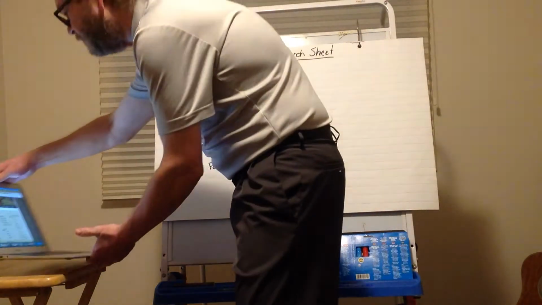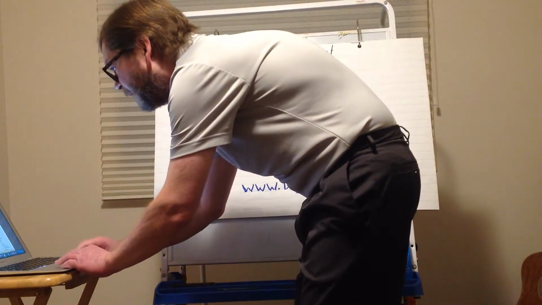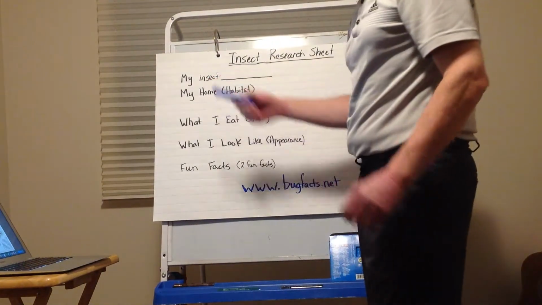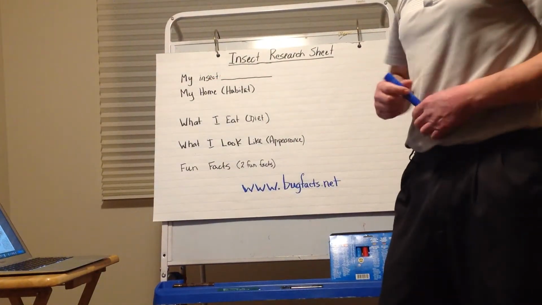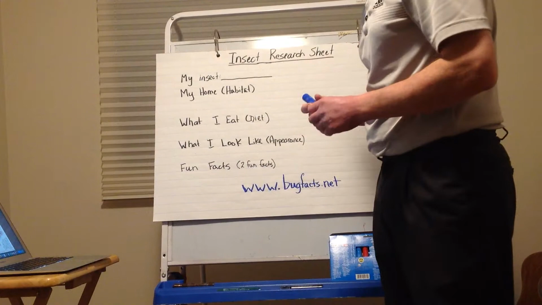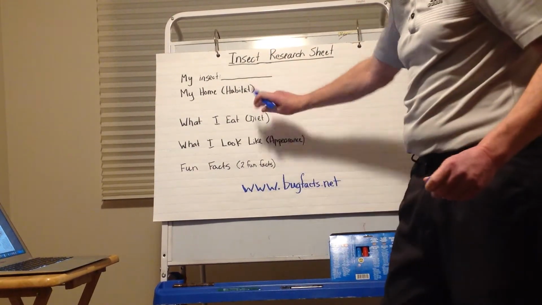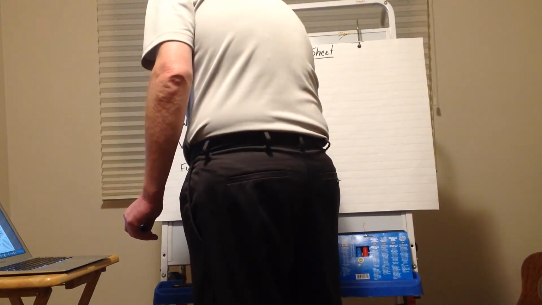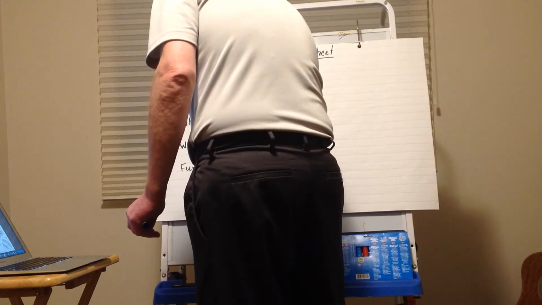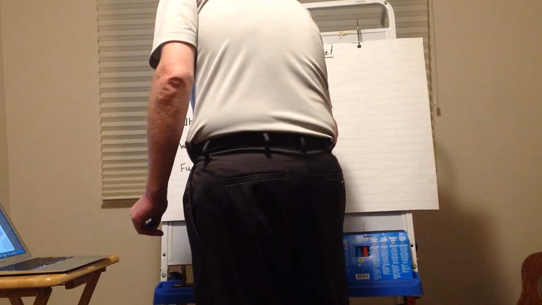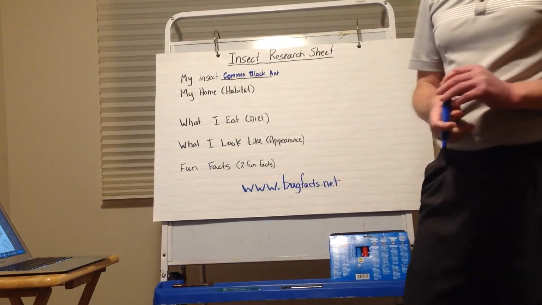So I'm just going to pick the very first one here, the common black ant, and I'm going to write that into my research sheet. Now, if you don't have a printer, you don't have access to printing off this research sheet, then you can just set it up like I do on a piece of paper with the categories here. So my insect is going to be the common black ant. Okay, that's my first job. Pick my insect, and I have.